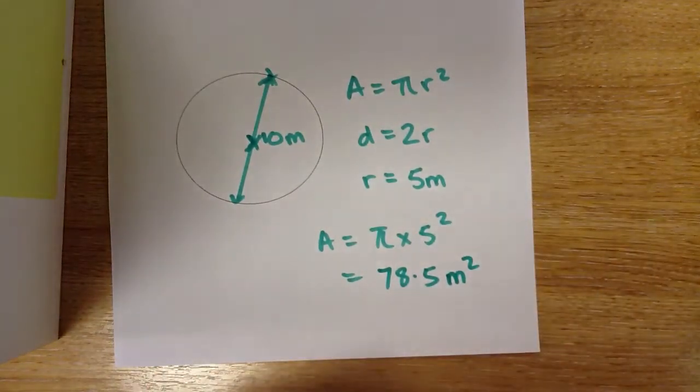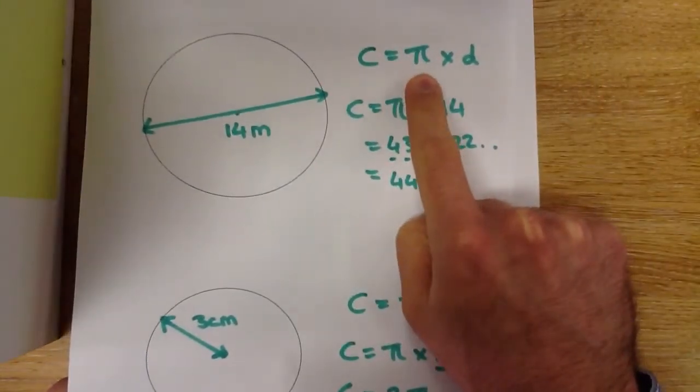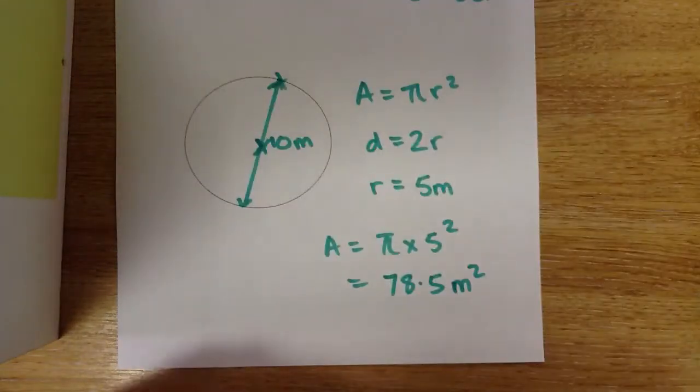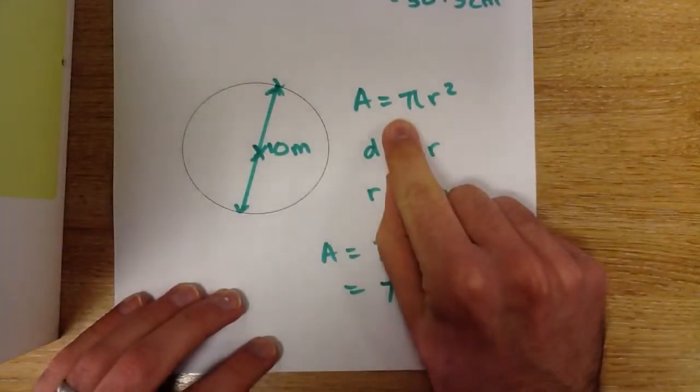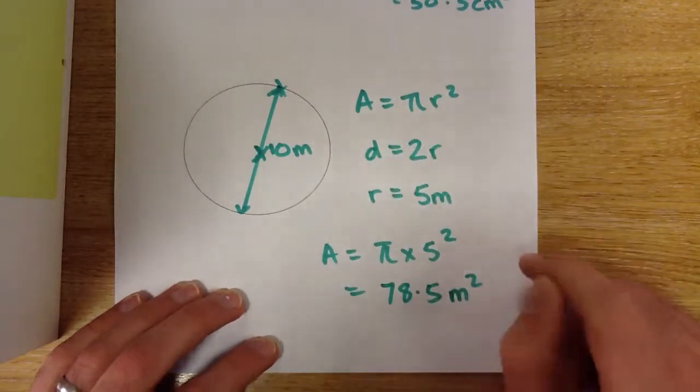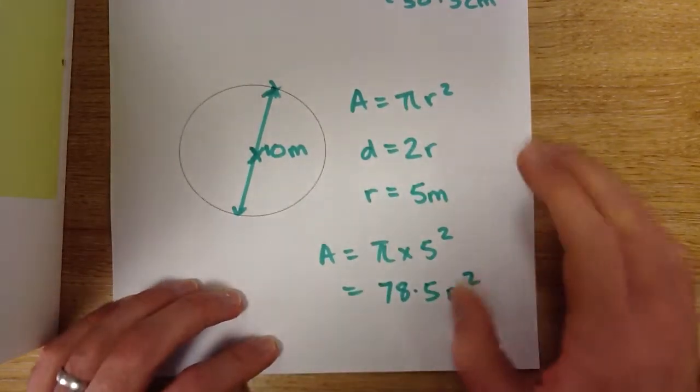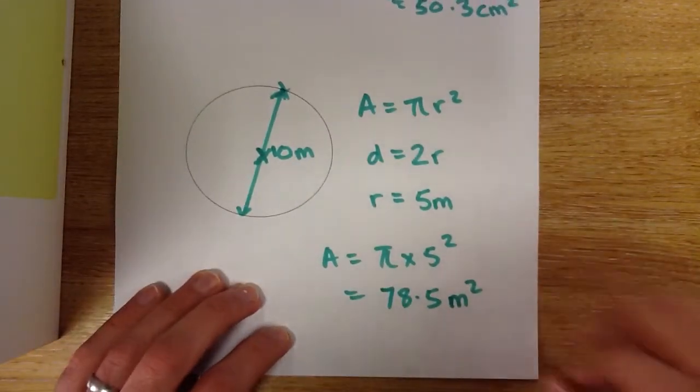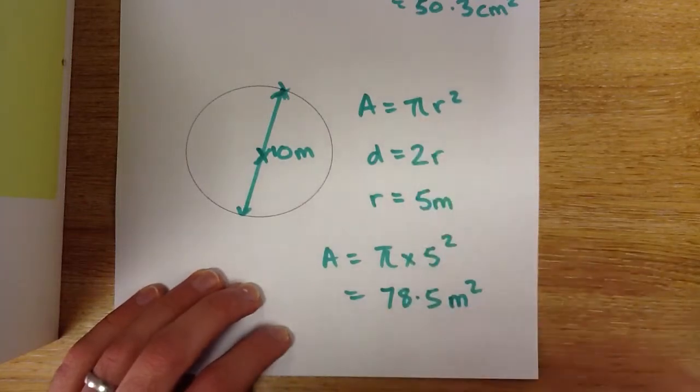Now, one thing you really need to watch out for is the difference in the two formulas. So in the last video, I showed you the formula for the circumference of a circle, which is this formula here. And many of you confused it with the formula for the area of a circle, which is this one here. When you get an exam question, you need to read it very, very carefully and check, are they asking you for the area, which is this formula, or the circumference, which is this formula.